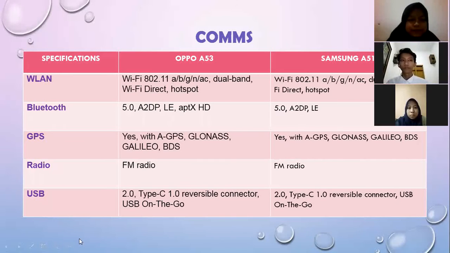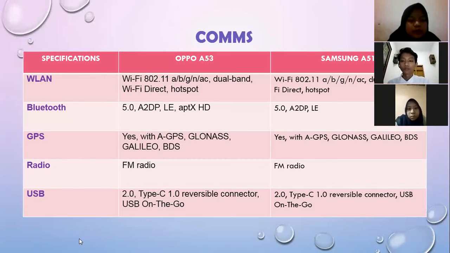Next, we have comms. First is WLAN. Oppo is Wi-Fi 802.11a/b/g/n/ac dual band Wi-Fi direct and hotspot, while Samsung is Wi-Fi 802.11a/b/g/n/ac dual band Wi-Fi direct and hotspot.